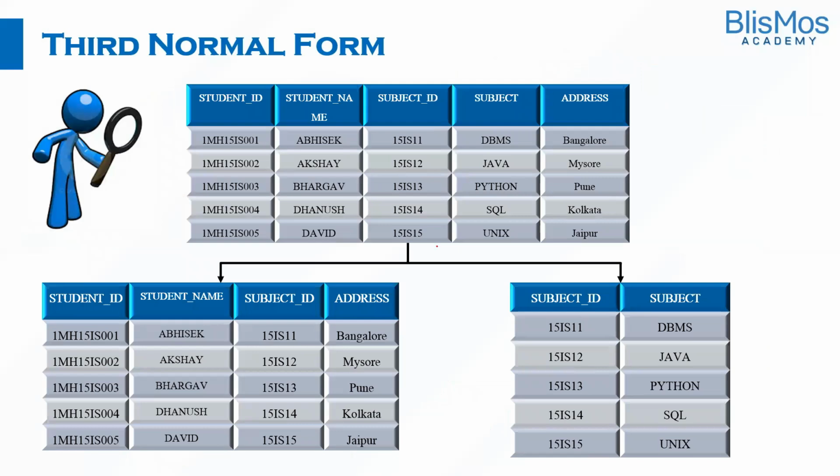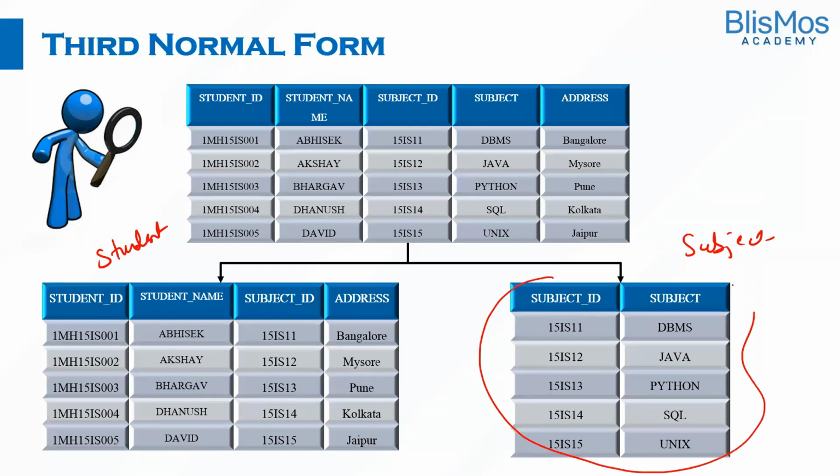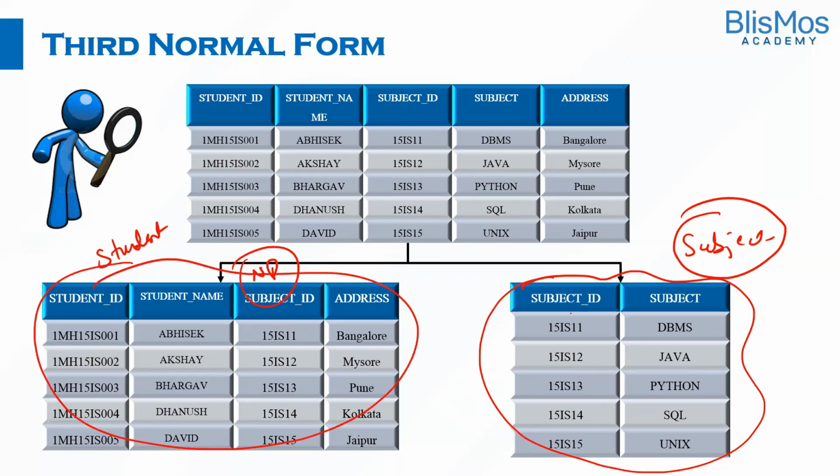Very simple. Let us split this table into two tables. One is student table. The second one is subject table. We will take out this subject ID and subject and make another table called subject. So that way you don't have any non-prime attribute in this particular table which is determined by any another non-prime attribute. So there is no transitive dependency in this table as well and in this table as well. So we remove the transitive dependency to make this particular table to be in a third normal form.